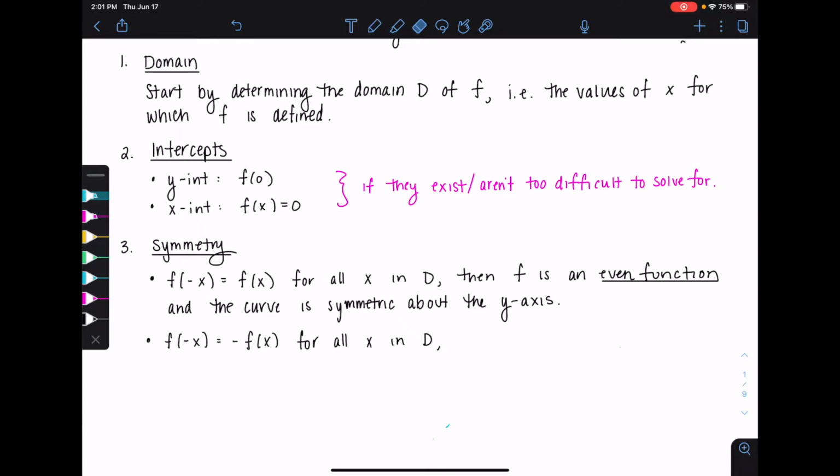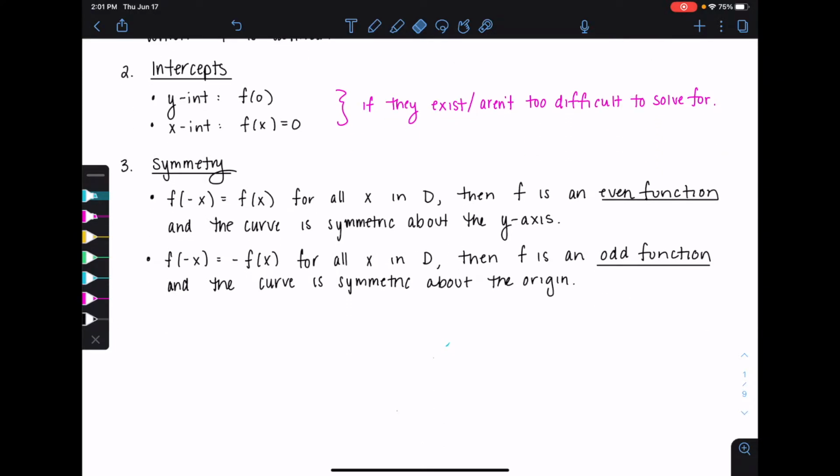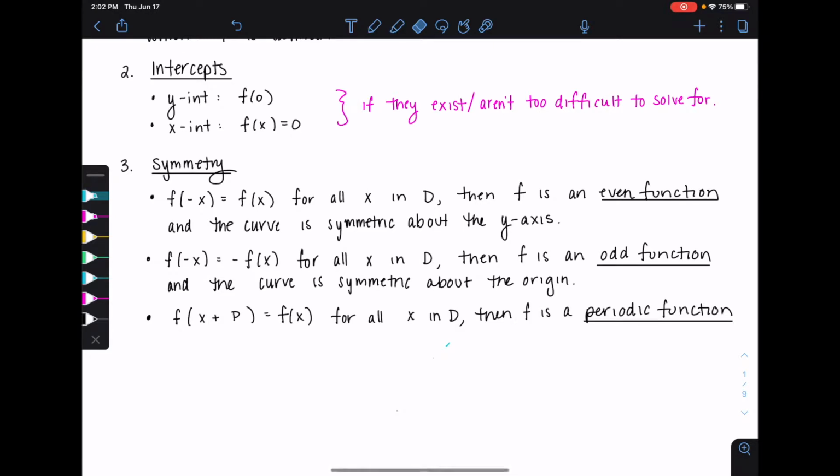Likewise, if you evaluate your function at negative x and the minus sign pops out, then f is an odd function, and you have symmetry about the origin. The third type of symmetry is specific to a lot of our trig functions, and it's basically going to be if you take your function and you add this quantity p, you're going to get the same output for all x in your domain. This is called a periodic function, and the ones you can think of, your sine, cosine, tangent, all of those are periodic.